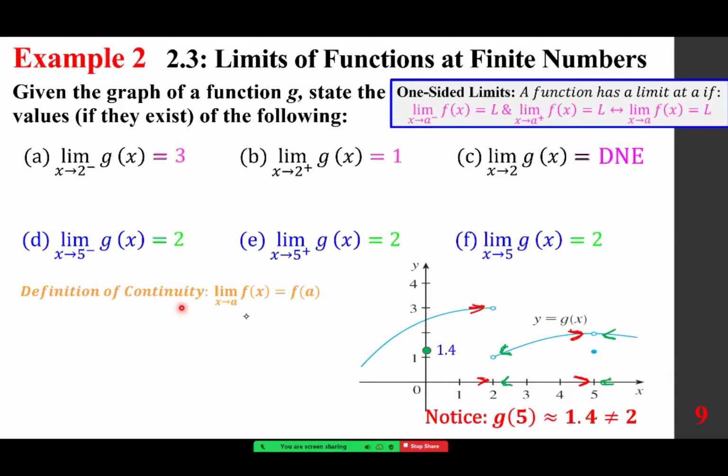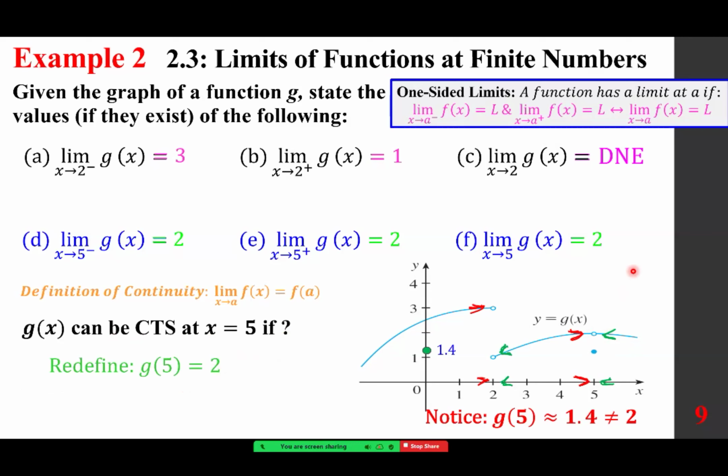However, according to the definition of continuity, the limit of f of x as x approaches a must be equal to f of a. It's not. So the function is discontinuous at x equals 2 as well as x equals 5. However, g of x can be continuous at x equals 5. Yes. If what? If we redefine g of 5 to be 2, this is a removable discontinuity because there is this hole. And if we redefine this, it can cover the hole.